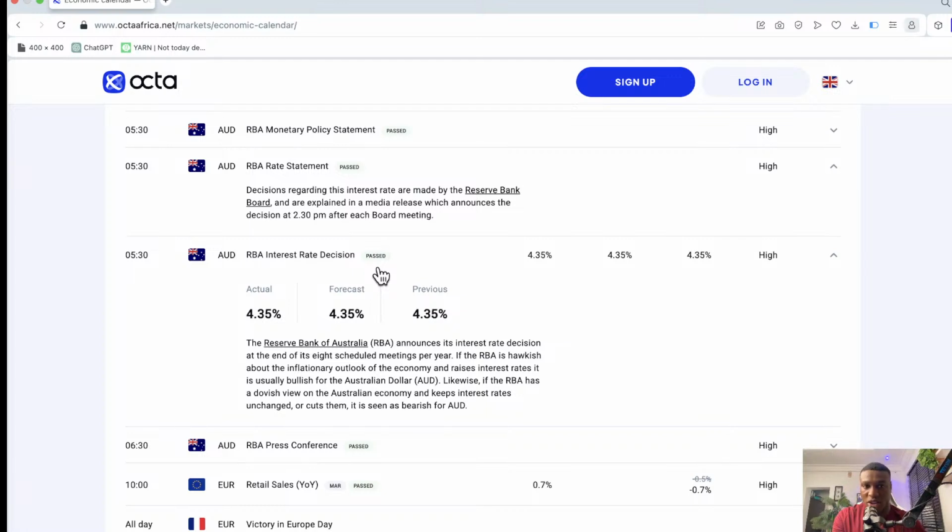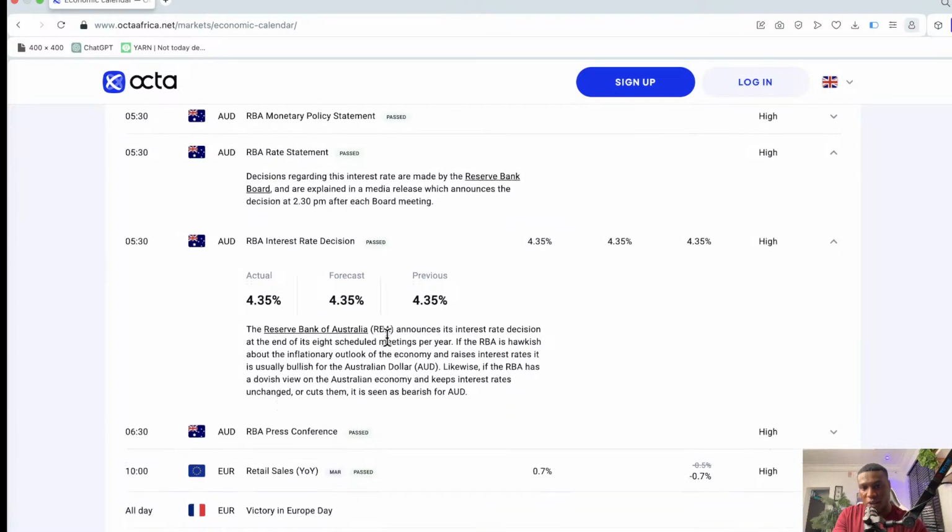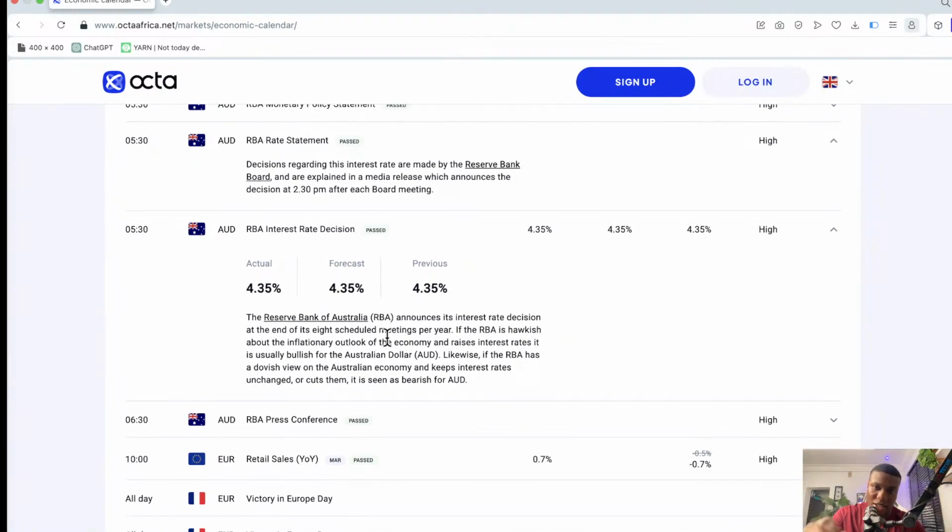Now, what I understood from the information today is that yes, the inflation in Australia is going down, but it's not going down as quickly as we thought it would, right? According to the board, it's still very high. And I'm going to go over to the charts, after we review this economic calendar, and show you guys the initial reaction of the Australian dollar to these reports, right?